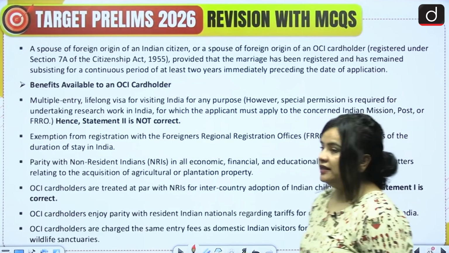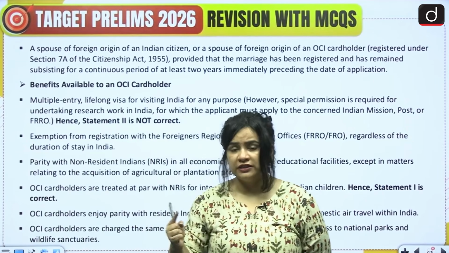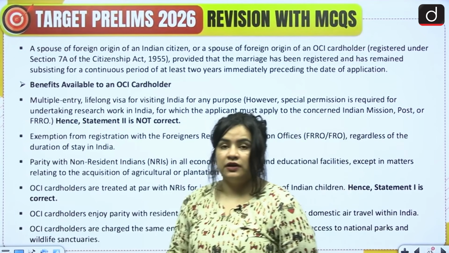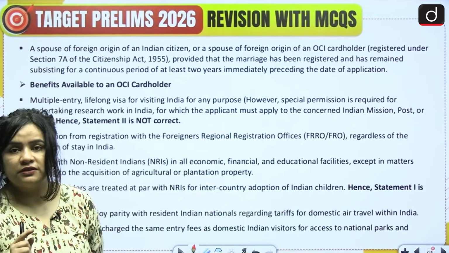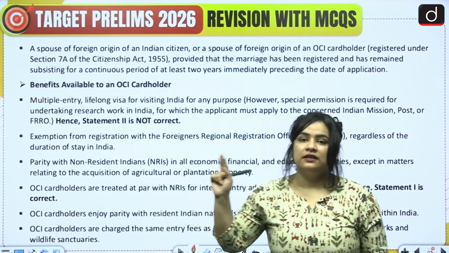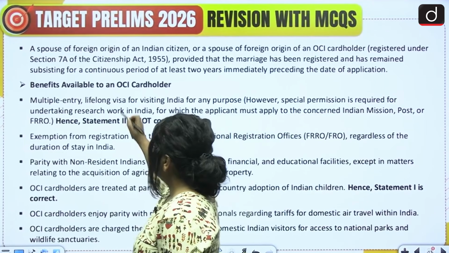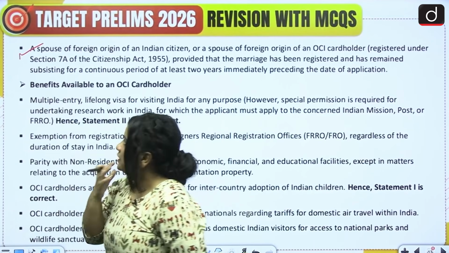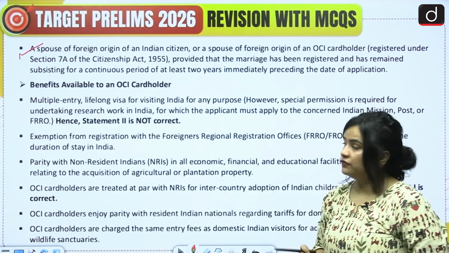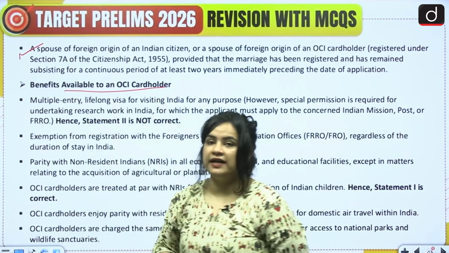Next, of course, we are dealing with spouses. If a spouse is of foreign origin but is married to an Indian citizen, or is married to an OCI card holder, then the spouse is also eligible to be an OCI card holder. So, this is the criteria. It has a lot of facts and dates that you'll have to remember, just like in the case of citizenship. Now, there are also certain benefits to an OCI card holder.